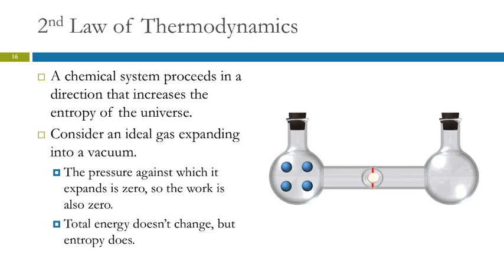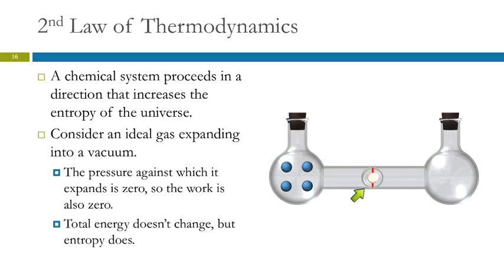So let's look at this. Here we have 2 sealed containers connected by a stopcock in the middle so that we can allow things to pass or stop things from passing. Initially, what we have is 4 gas particles over here and nothing over there. There's not even air. This is a perfect vacuum, so there's literally nothing there.